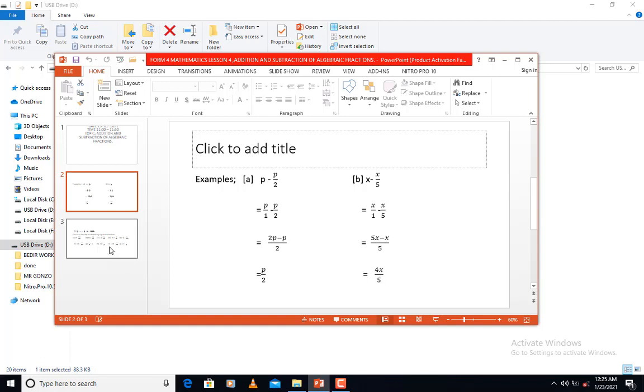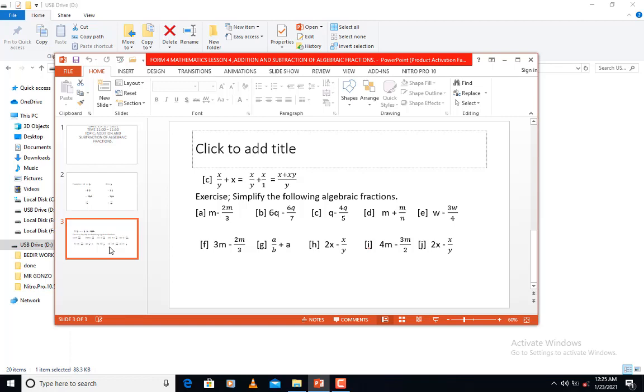So this is what I want you to try and use in this exercise. Now let's look at example C: x over y plus x, which is equal to x over y plus x over 1. What is now our lowest common multiple?